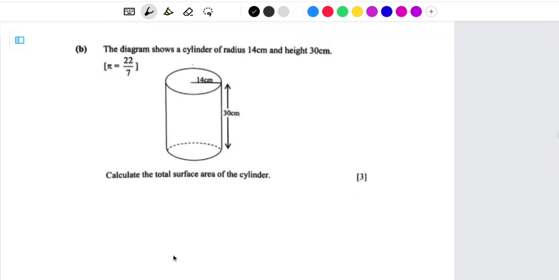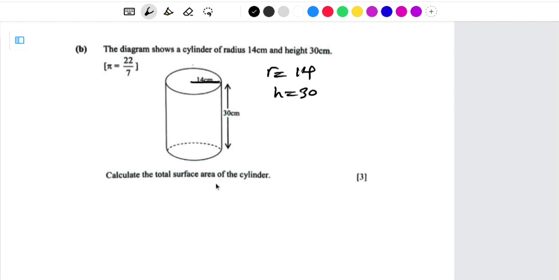Let's come to this one. The diagram shows a cylinder of radius 14 centimeters and height of 30 centimeters. Then take pi to be 22/7. So this is the radius here. The radius, which is r, is equal to 14. Then the height is equal to 30 centimeters. Calculate the total surface area of the cylinder.